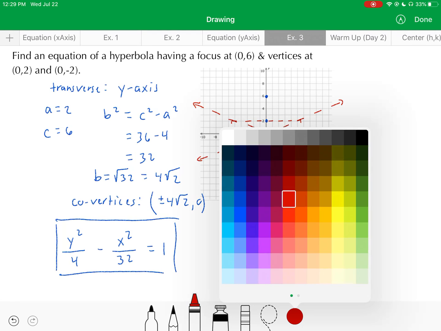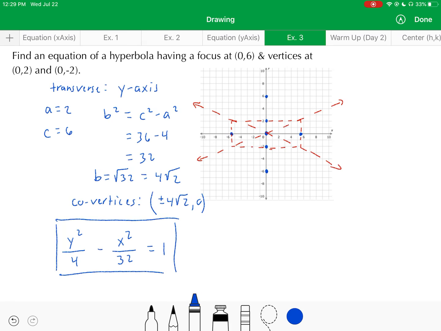And this time the hyperbola will be opening up as well as down. This one's a really wide hyperbola.